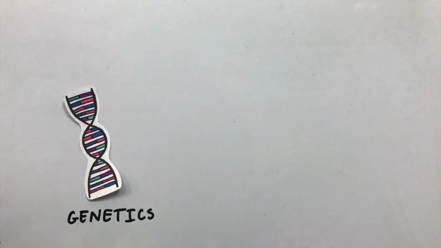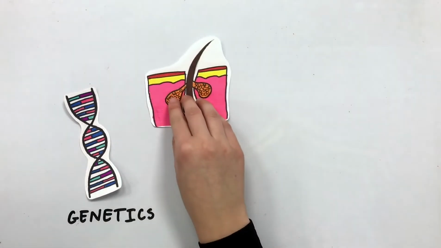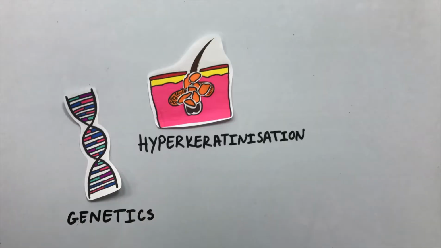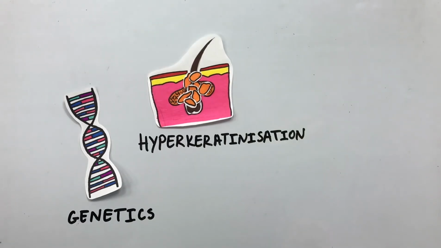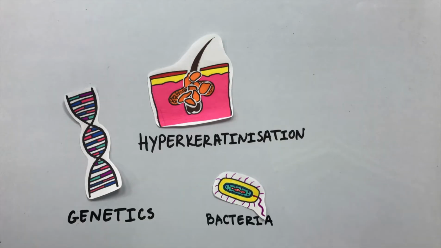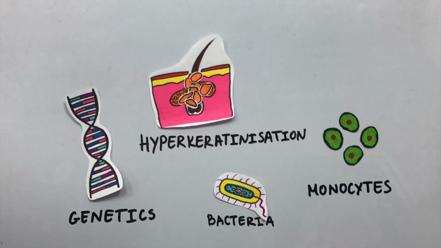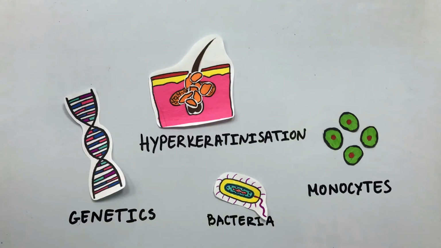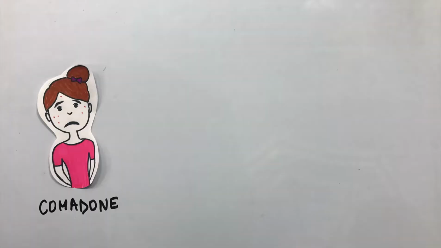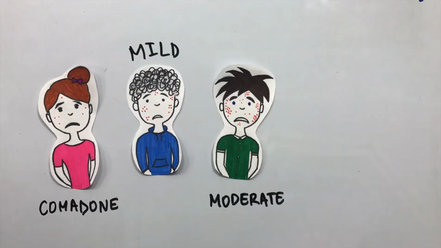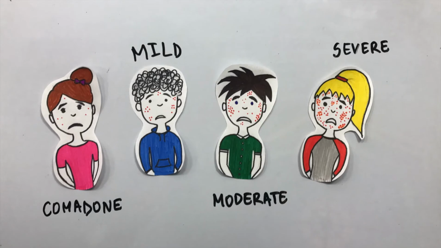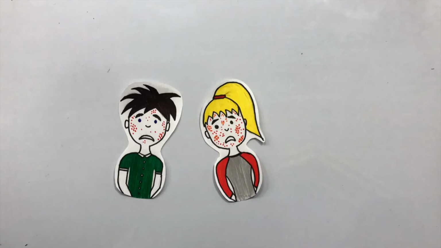Acne develops as a result of interplay between four main factors: follicular hyperkeratinization, followed by plugging of the follicle, excess sebum production, the presence and activity of commensal bacteria, and release of inflammatory mediators in the skin. The severity of acne can, however, be broken down into four categories: comedone, mild, moderate, and severe. Therefore, in relation to doxycycline, it is used for moderate to severe acne.